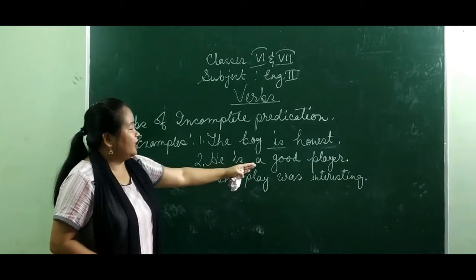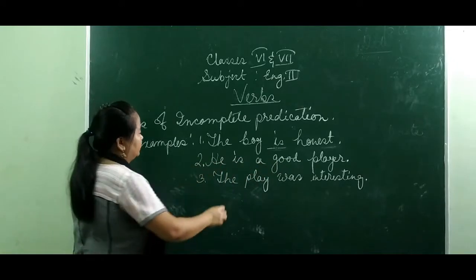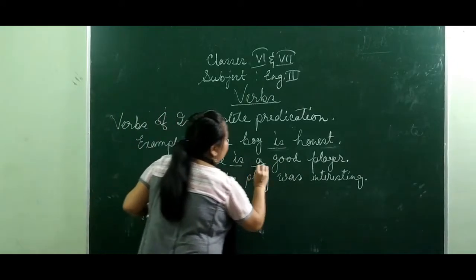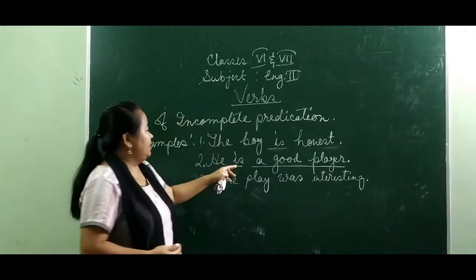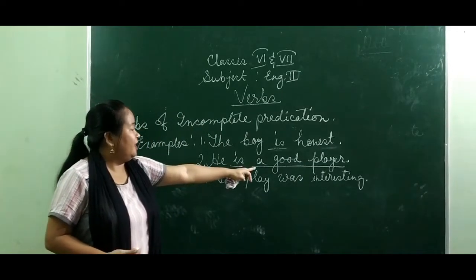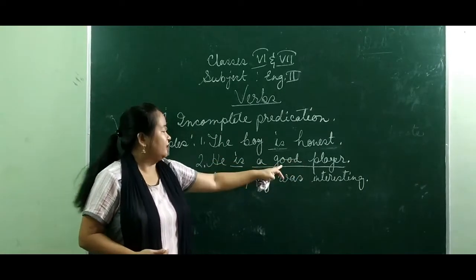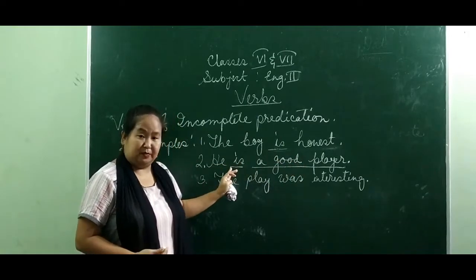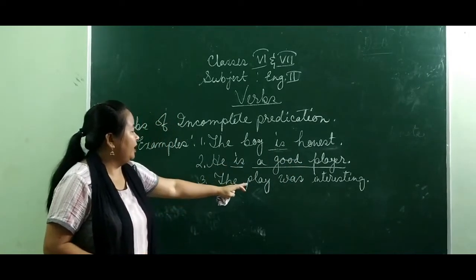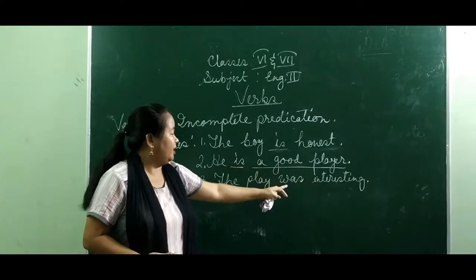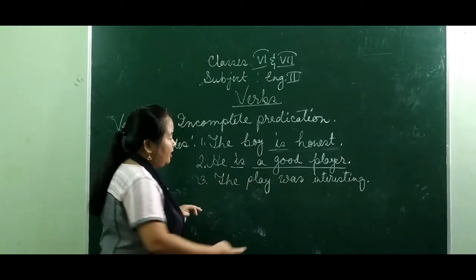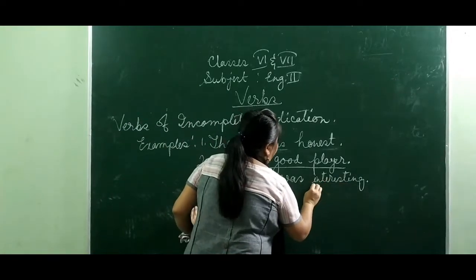He is a good player. "He is" is a group of words that doesn't complete its meaning. "A good player", this group of words completes its meaning. The play was interesting. "The play was" doesn't complete the meaning. When you add "interesting", it completes the meaning.